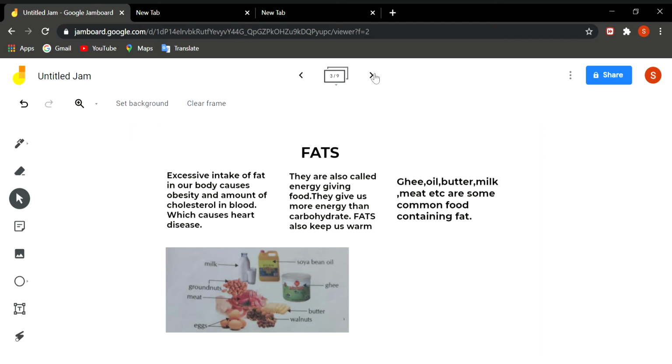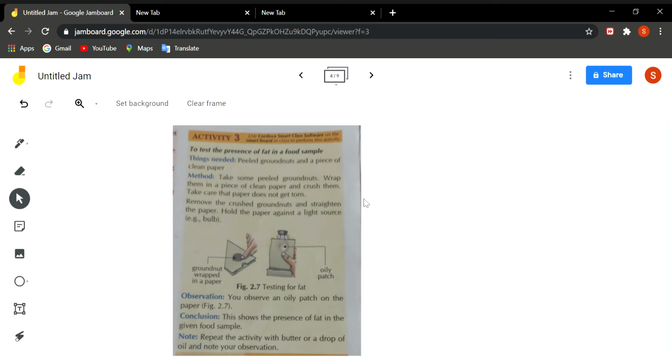Now we are going to show an activity to test the presence of fat in a food sample. This is a very simple activity which you all must have tried sometime in your life. You just take a clean paper and some peeled groundnuts and rub the peeled groundnuts on the paper and crush them. Take care the paper does not get torn. Now remove the crushed groundnuts and straighten the paper. Hold the paper against a light source.